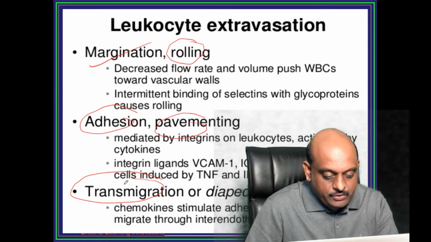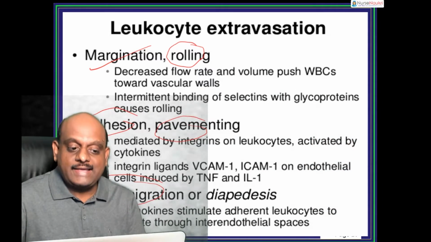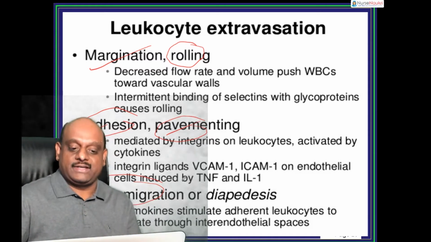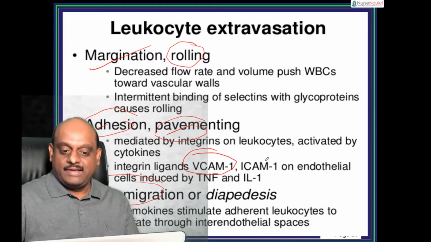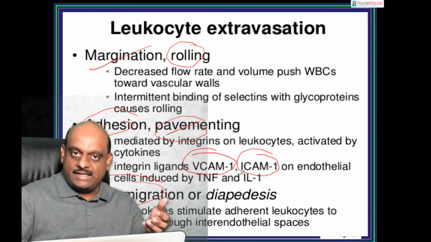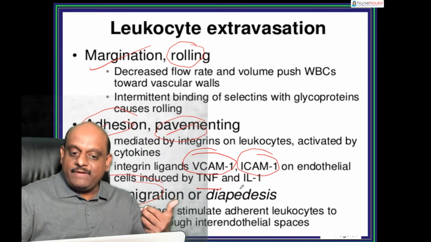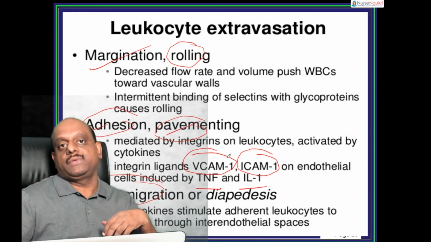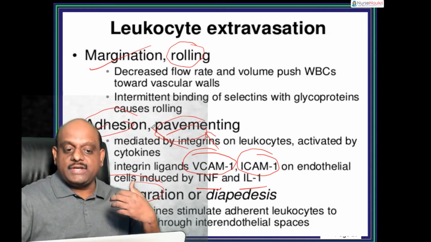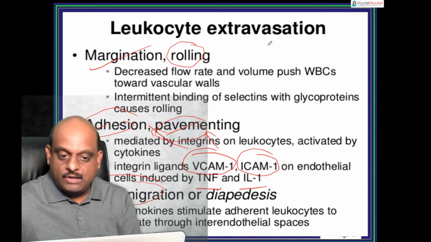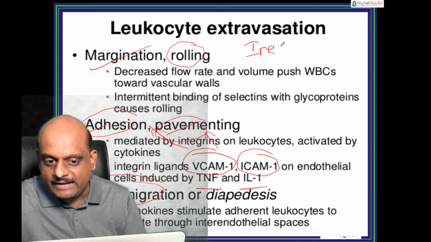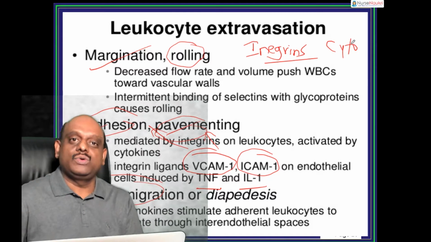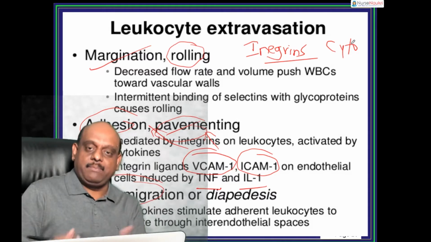Now in this context you need to know that this adhesion and pavementing, doctor, what are the mediators of it? VCAM1, ICAM1 on the endothelial cells, they induce TNF and interleukin 1, which are the important mediators which you need to remember in terms of pavementing and adhesion, is what you need to remember. Then on the leukocytes there are integrins which are activated by the cytokines, which are very important for the adhesion and pavementing to occur.